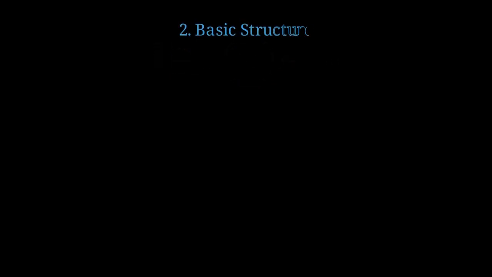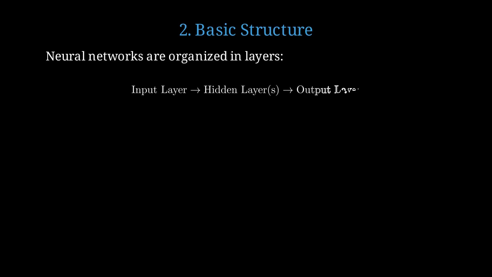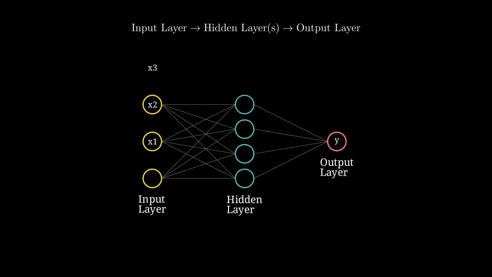Now let's look at the basic structure of neural networks. Neural networks are organized in layers of neurons. The basic structure flows from an input layer through one or more hidden layers to an output layer. This is a simple neural network with 3 inputs, one hidden layer with 4 neurons, and one output. Each connection represents a weighted link between neurons.